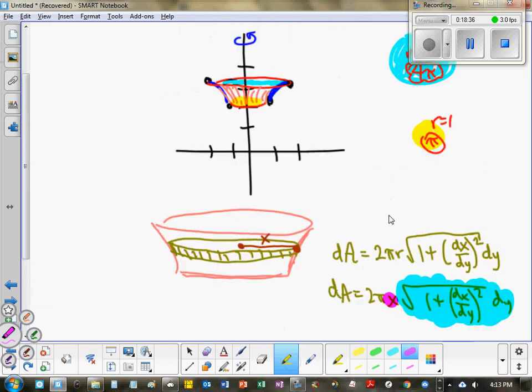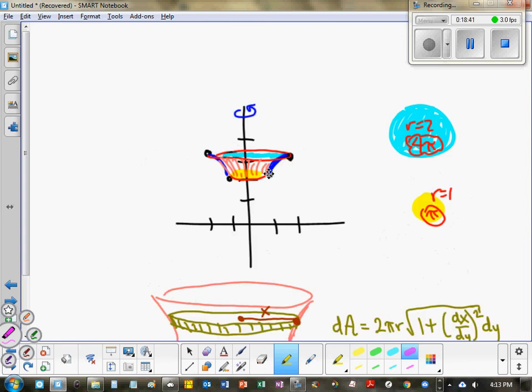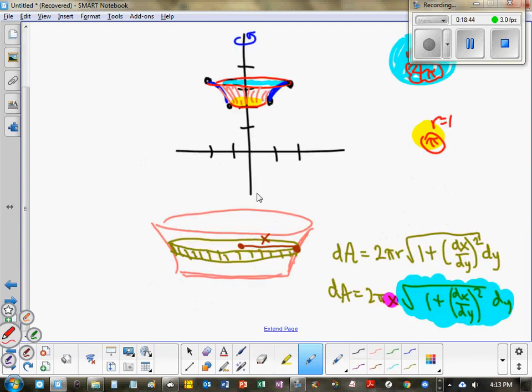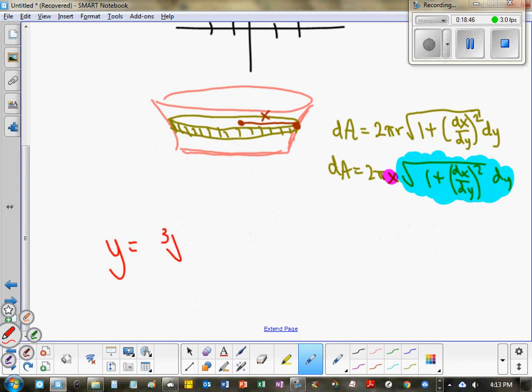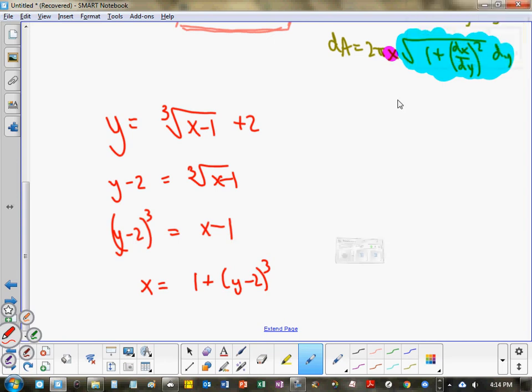Okay, so let's go take a look at our function. The function was, on the previous page, y equals cube root of (x minus 1) plus 2. So right now, all the y's are related to all the x's in the following way. If you move the 2 to the other side, and then you cube both sides, and then you add 1, you learn that x is 1 plus (y minus 2) cubed. And that's what I'm going to put in where that pink is. I'm going to slide that whole expression in where the pink is. Bam, right there.